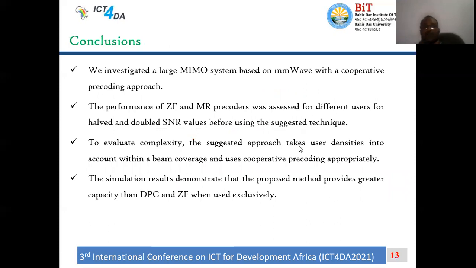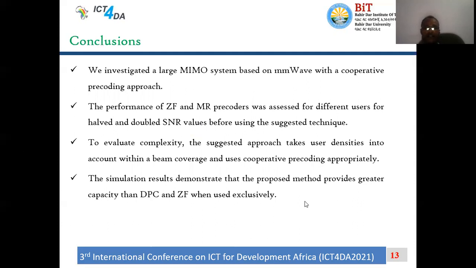So in conclusion, we have investigated a large MIMO system based on millimeter wave, in which we considered only some range of frequency as operating frequencies with cooperatively working precoders. We have also evaluated the performance of zero forcing and maximal ratio precoders with different users and different signal to noise ratio values. And we have also computed the complexity of the system by sectorizing the larger cell into different cells.